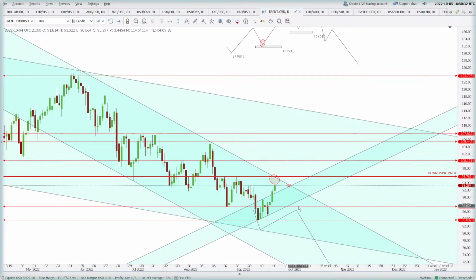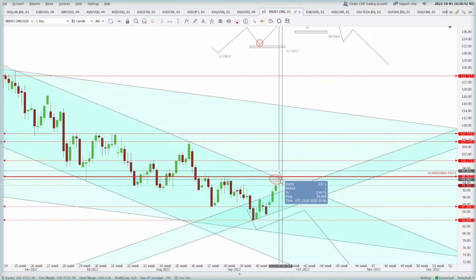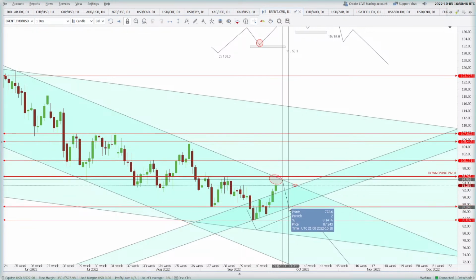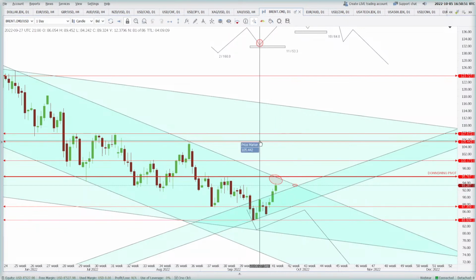One can be looking for a selling opportunity here with a small stop loss above 95.76, somewhere here maybe, with 237 points as the stop loss, and potential take profit maybe 772 or maybe 1139 also.